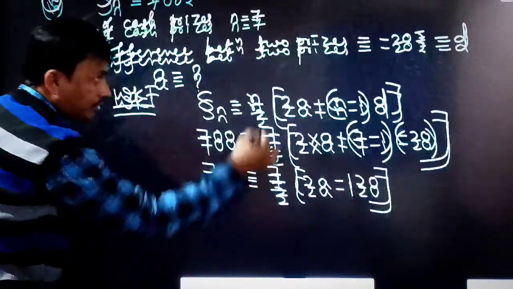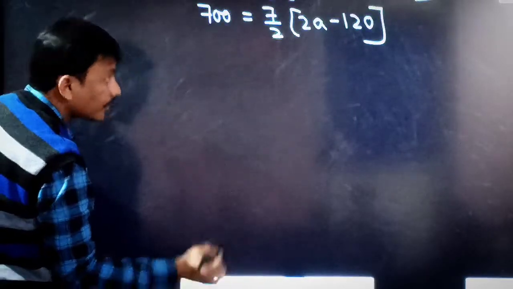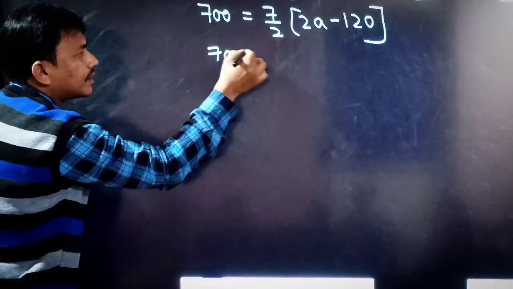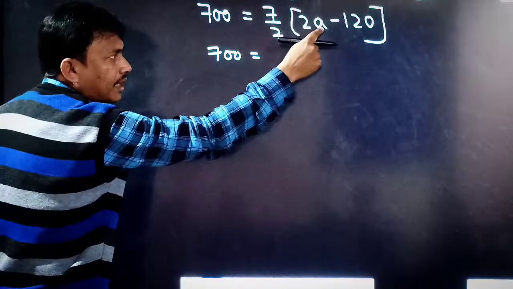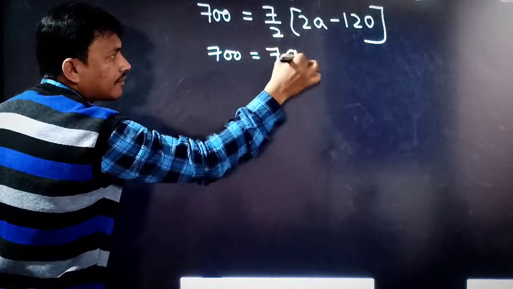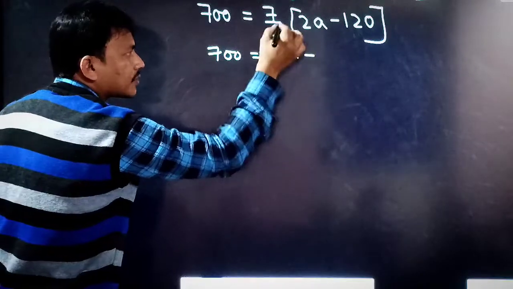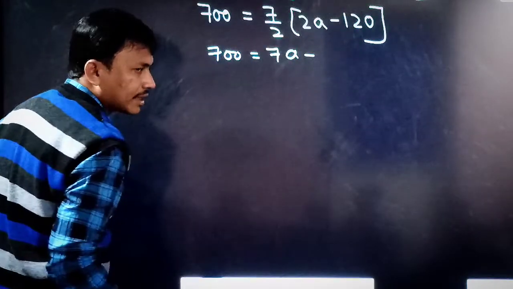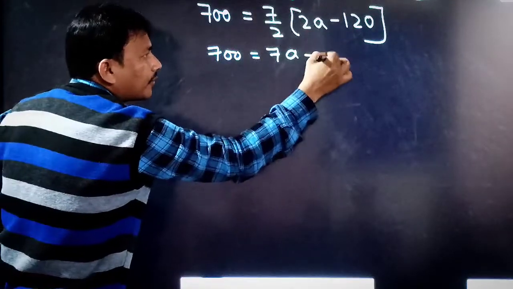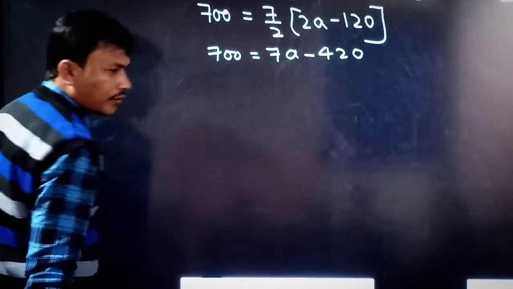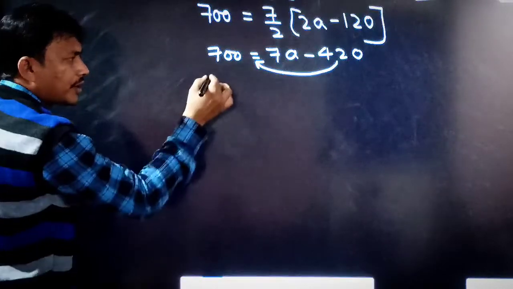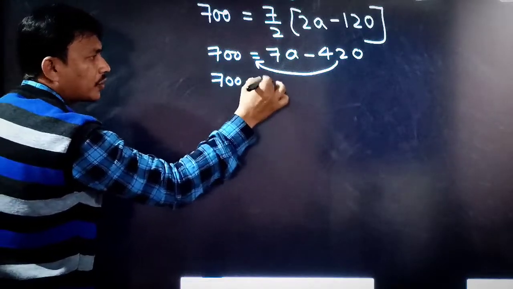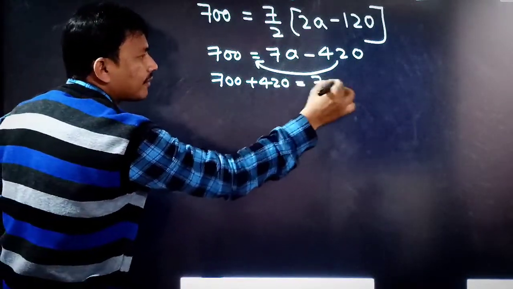700 is equal to, 2 cancel. What is remaining here? 7 into a, 7a, minus 2 ones are 2, 6 20s are 120, 6 7s are 42, so 420. Minus 420 will become plus 420. 700 plus 420 is equal to 7a.